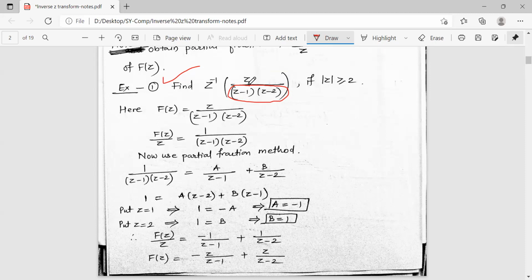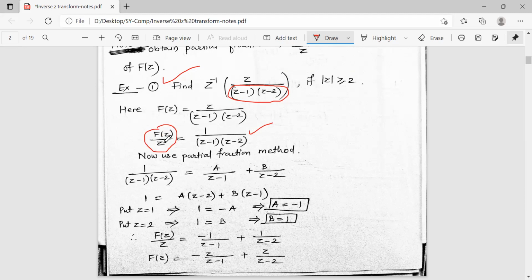So we are going to take the given fraction into two parts, and for that the first step is always to consider F of z upon z. The given fraction contains z in the numerator, that is brought here in the denominator, and make the right hand side as 1 upon (z minus 1) into (z minus 2). And now applying the partial fraction method, since the numerator's degree is now 0 and the denominator's degree is 2, certainly the denominator degree is more than the numerator.